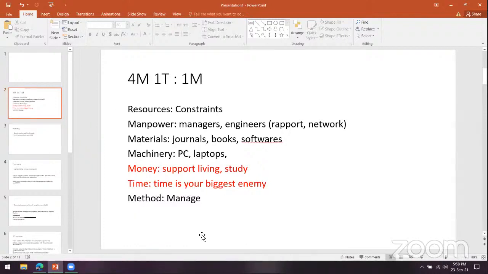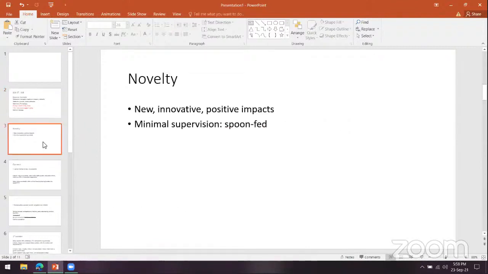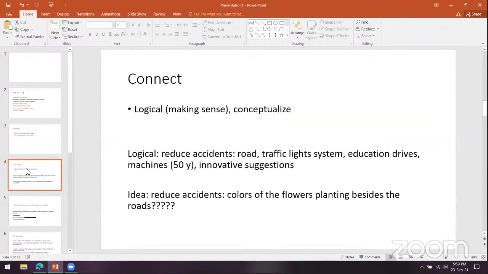Remember that, and utilize a proper method in order to manage. Then hopefully you're able to come up with a good research idea. There are some keywords, as I mentioned: novelty, something new, something innovative, something that has positive impact. And expect that you are never going to be spoon-fed anymore. Then you have to connect, make logical sense, conceptualize. How are you going to have logical thinking? As I mentioned, if you are studying the color of a flower to reduce road accidents, I would say I don't think so.